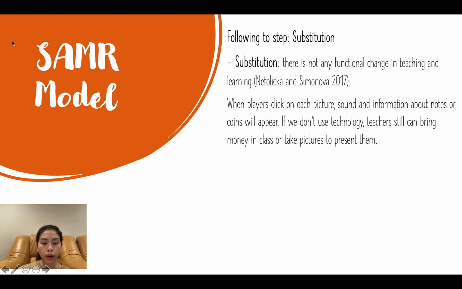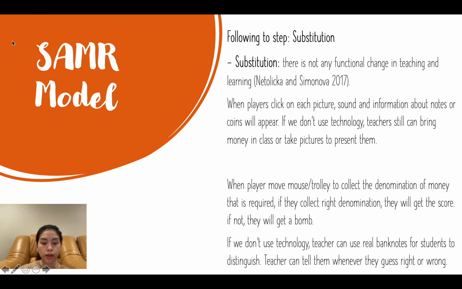Another example is when the player moves the mouse or trolley to collect the denomination of money that is required. If they collect the right denomination, they will get a score. If not, they will get a bump. Without technology, teachers can use real banknotes for students to play a guessing game, and they can help them whenever the student gets a right or wrong answer.